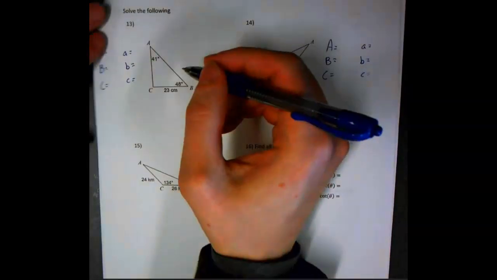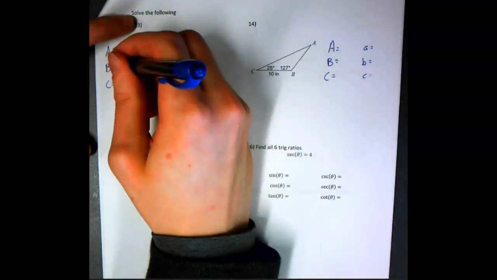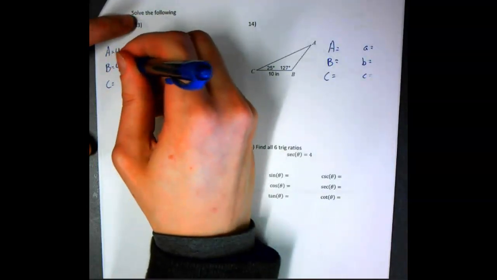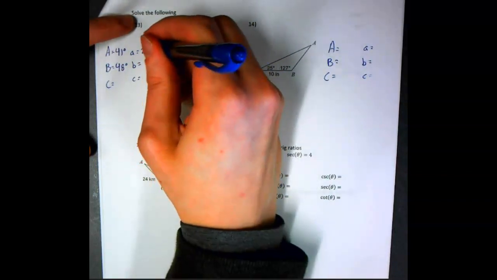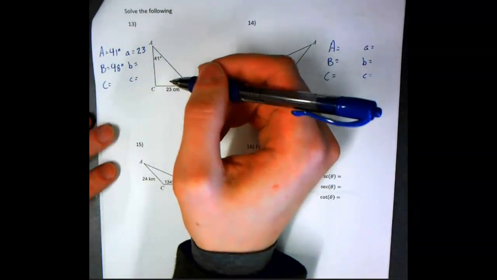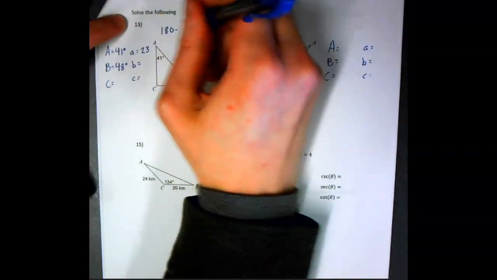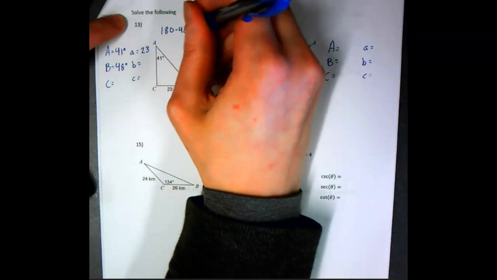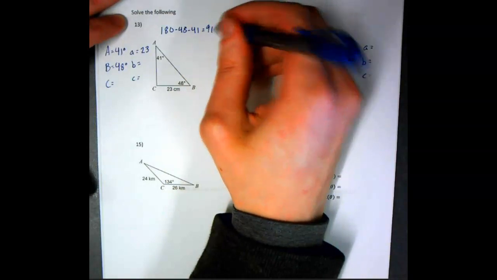For problem 13, first, we can write down what we have. So we have angle A, we have angle B, we have side A, and we're looking for the rest. So for angle C, it's going to be 180 minus 48 minus 41, and that will equal 91. So angle C is 91 degrees.